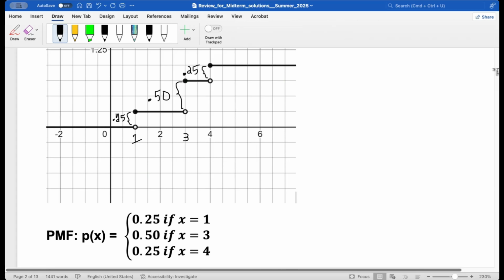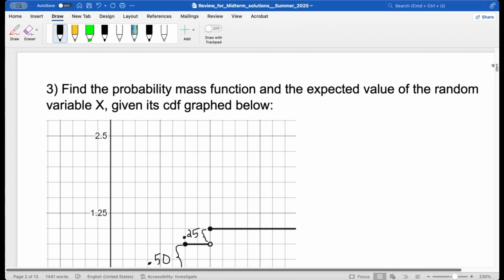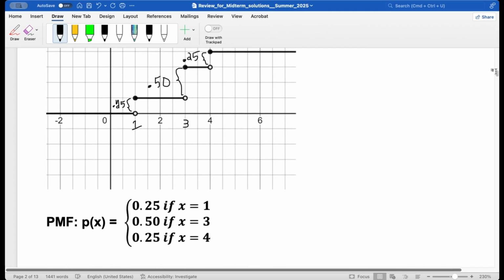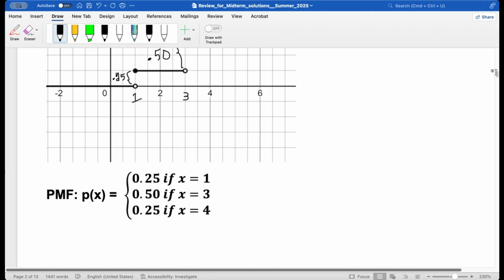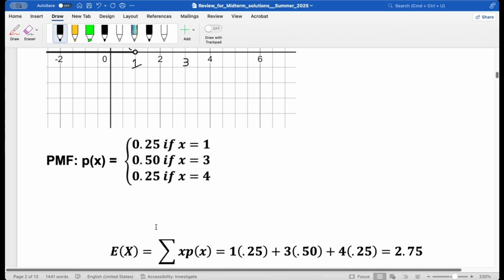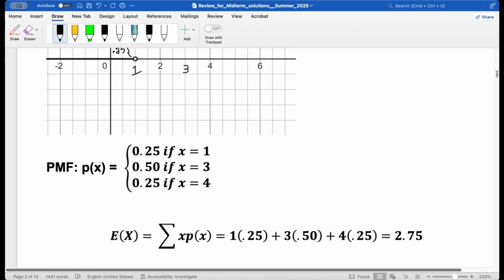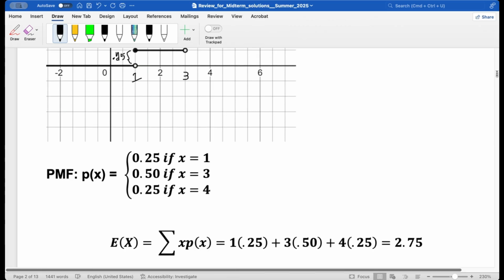So that gives us the PMF, and then they want the expected value. So we use the formula for that, which is the sum of each x times P of x. So we're going to do 1 times 0.25 plus 3 times 0.50 plus 4 times 0.25. And that comes out to 2.75. So the expected value or mean of this variable is 2.75.